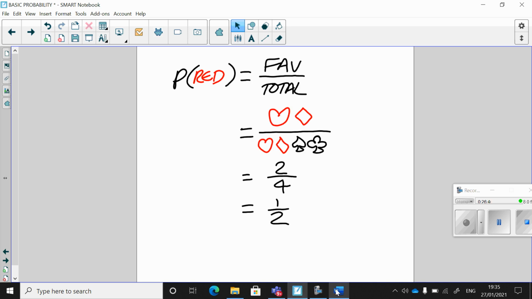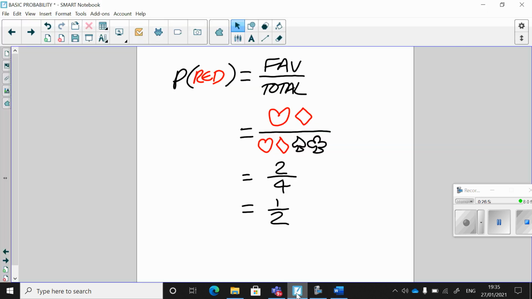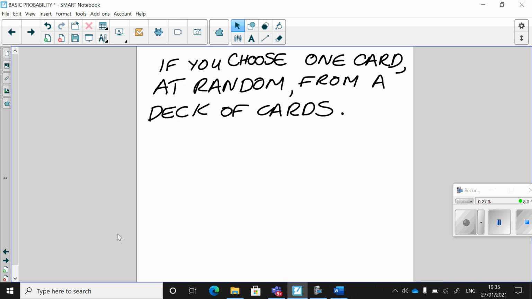So you could have gone the long way and counted all the cards. Yes, 26 are red out of the 52 total. 26 over 52 would indeed give you a half. Because I know you're clever. Right, that looks okay. Let's go for another one.